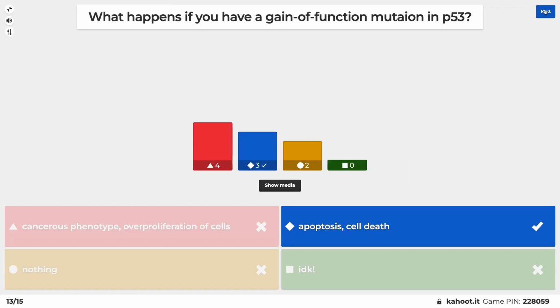Okay, so the answer here is apoptosis. So we know that P53 is one of our tumor suppressors. This is one of our brakes, right? So if we have a gain of function mutation in one of our brakes, we're not going to be going through the cell cycle at all. We're just going to be dying, basically, because it's going to be held back. So it'll undergo cell death.